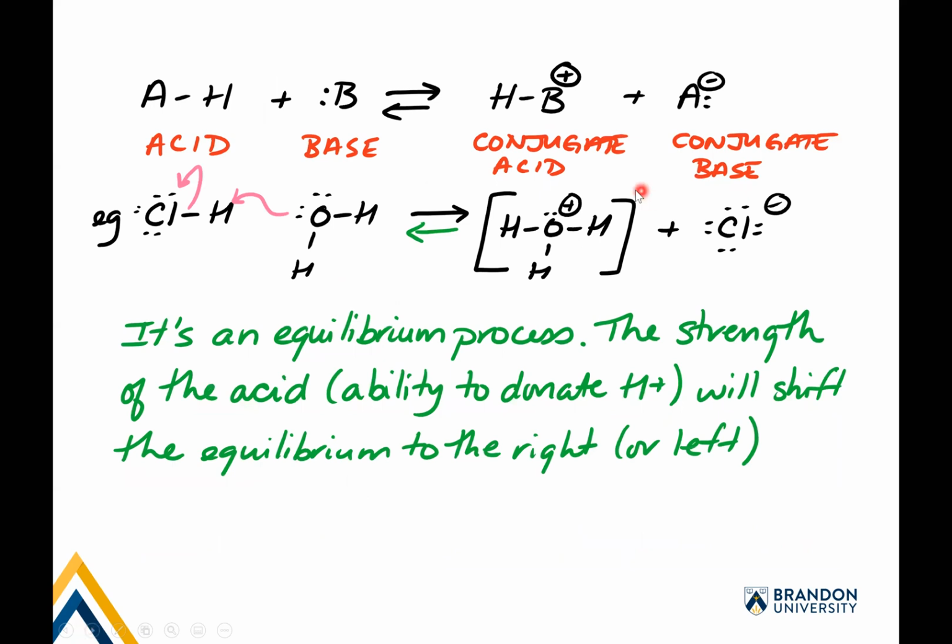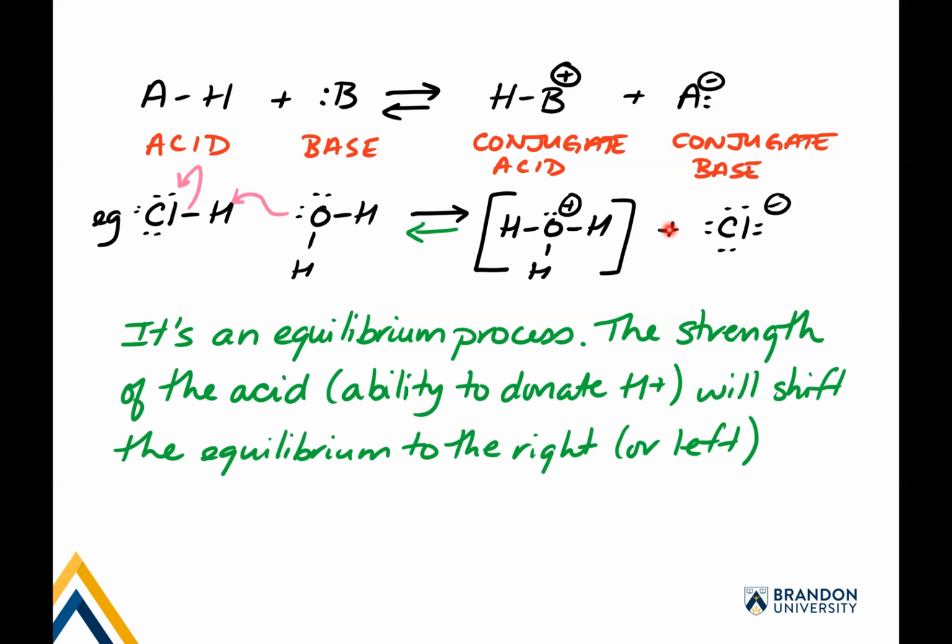And the second thing to remember from all of these reactions is that you're going to have an acid, base, conjugate acid, conjugate base pair. So if we look at both sides of the equation, on one side there's going to be an acid and a base, and on the other side, the product side, there will be a conjugate acid and a conjugate base.